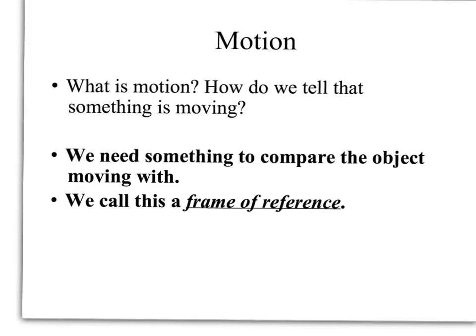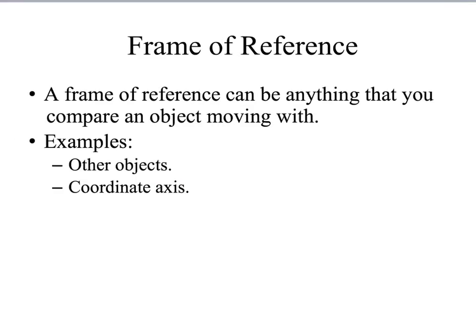What if I now take a red ball and throw it across the screen? Everybody saw that, right? So how did you tell that that was moving? Well, what we need is something to compare the object's motion with. Okay, so the thing that we compare the object with is called a frame of reference. So a frame of reference can be anything that you compare a moving object with.